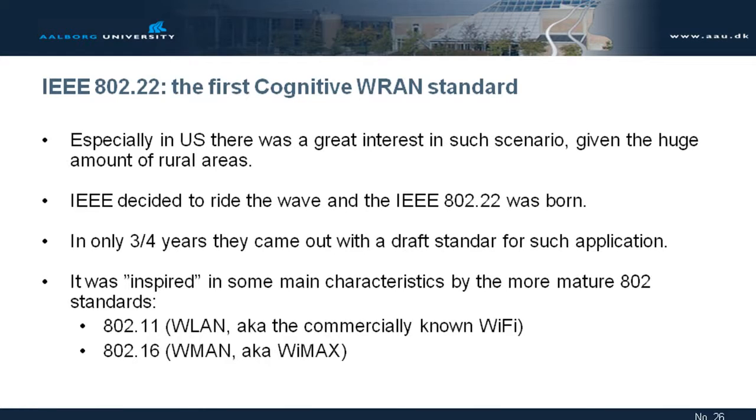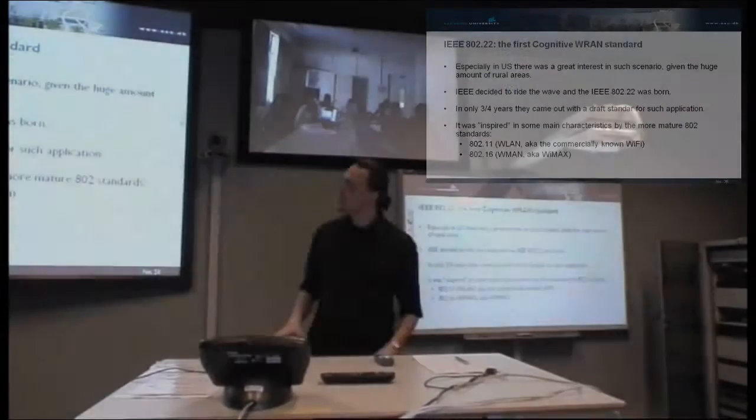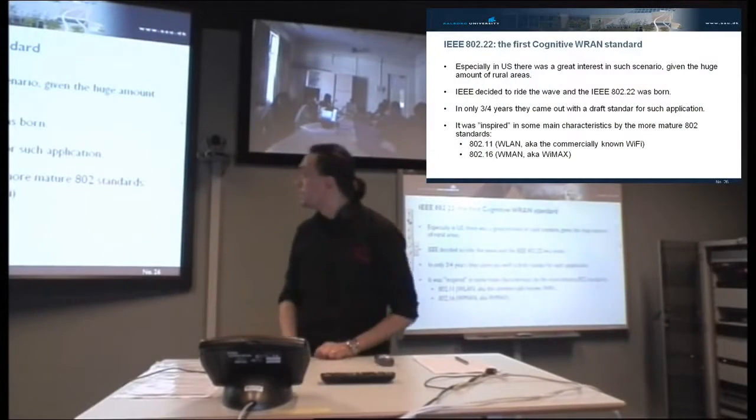And then there was in IEEE a big push at a certain moment, because they said, okay, now we have a solution, let's develop a standard. And the standard was the 802.22, which was the first cognitive wireless regional area network standard. Wow, it sounds fantastic.